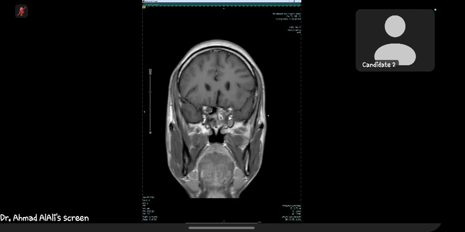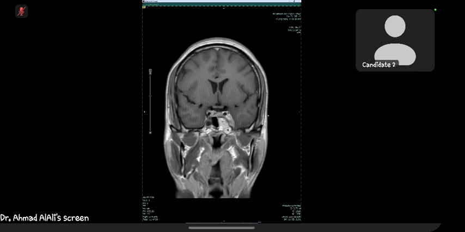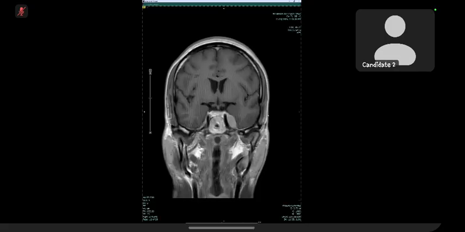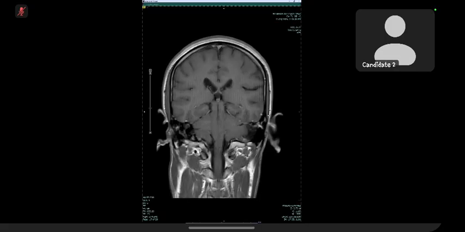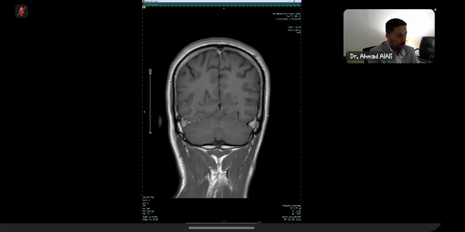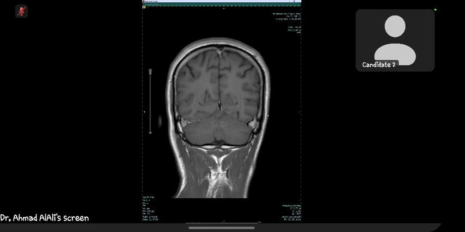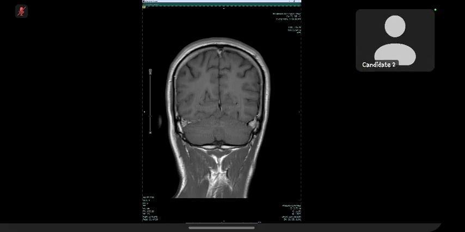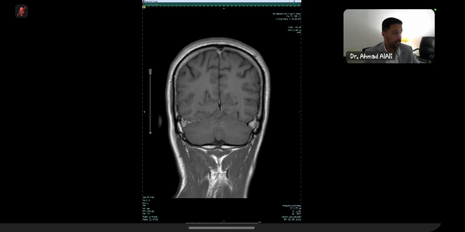Maybe compressing the nerves which are passing through it, and that's why the patient is feeling orbital symptoms. What are the nerves that are passing through the cavernous sinus? Third, fourth, and sixth nerves. Okay, right. So your primary diagnosis is left parasellar meningioma. And your differential diagnosis in this case?